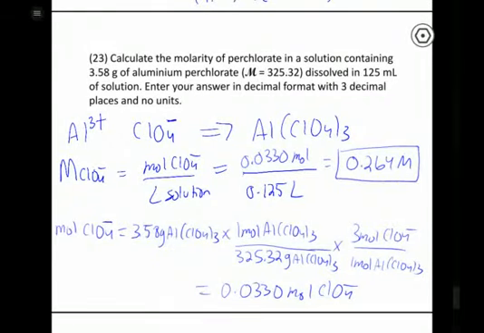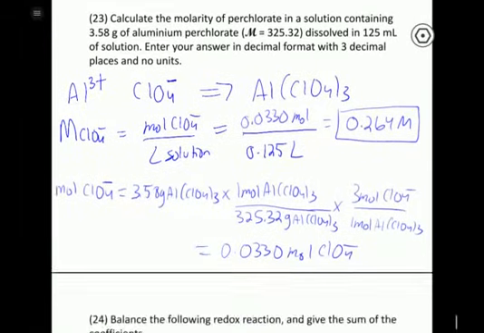Okay, so the concentration of aluminum would be 3 times less than that, because there's only 1 aluminum for every 3 perchlorates. So make sure you look closely at what the question is asking you for. Which quantity do we want? In this case, it's the concentration of perchlorate by itself. Okay, questions on that one?